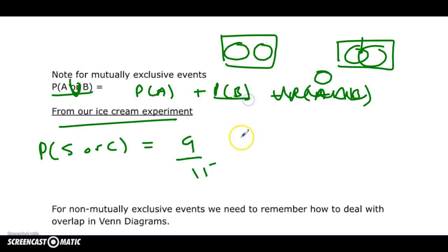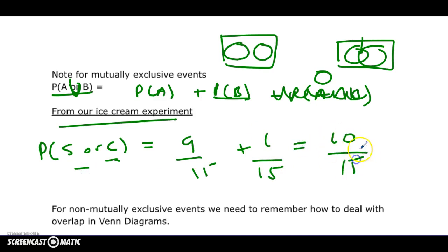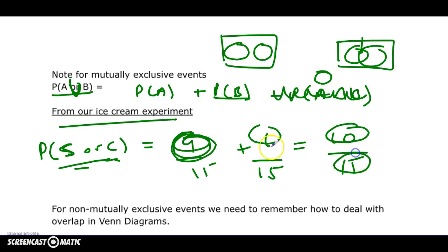We didn't do this, but the probability of B was 1 over 15. There were 15 options, and it was 1 over 15 that you chose chocolate, and then together they are 10 over 15. Or you could have added them together. How many people chose chocolate or strawberry? 9 plus 1 is 10, and a total of 15, same thing.